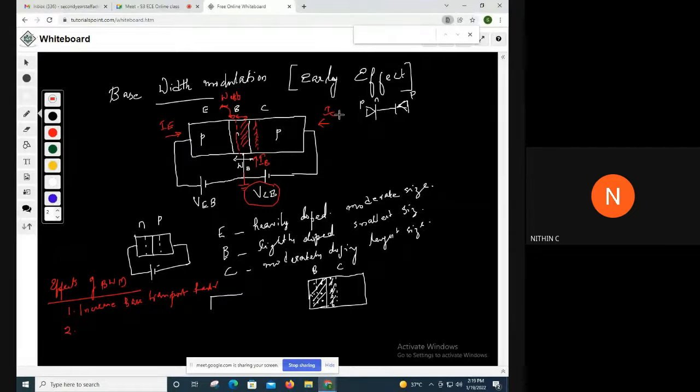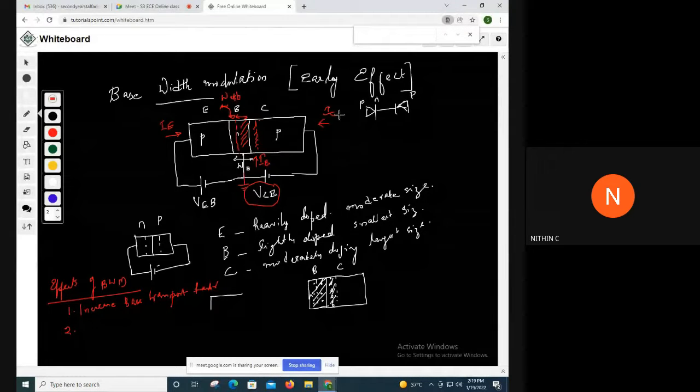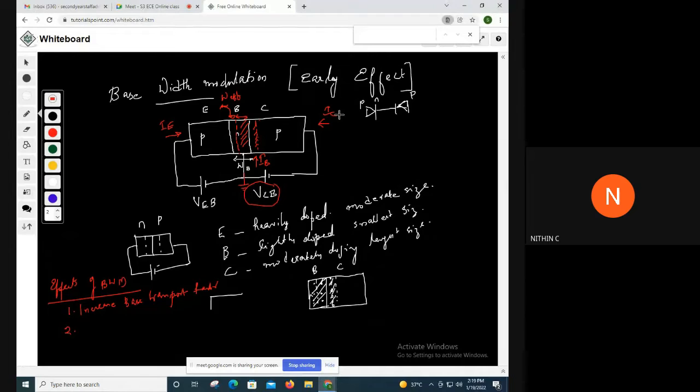Definitely IE will increase. That's correct. Then, anything else? What about the remaining two currents, IC and IB? What happens to them? What about IC and IB? You should say that as well. IE increases, definitely, because the base width has been reduced. What happens to IB and IC? IB decreases, that's correct. What happens to IC?